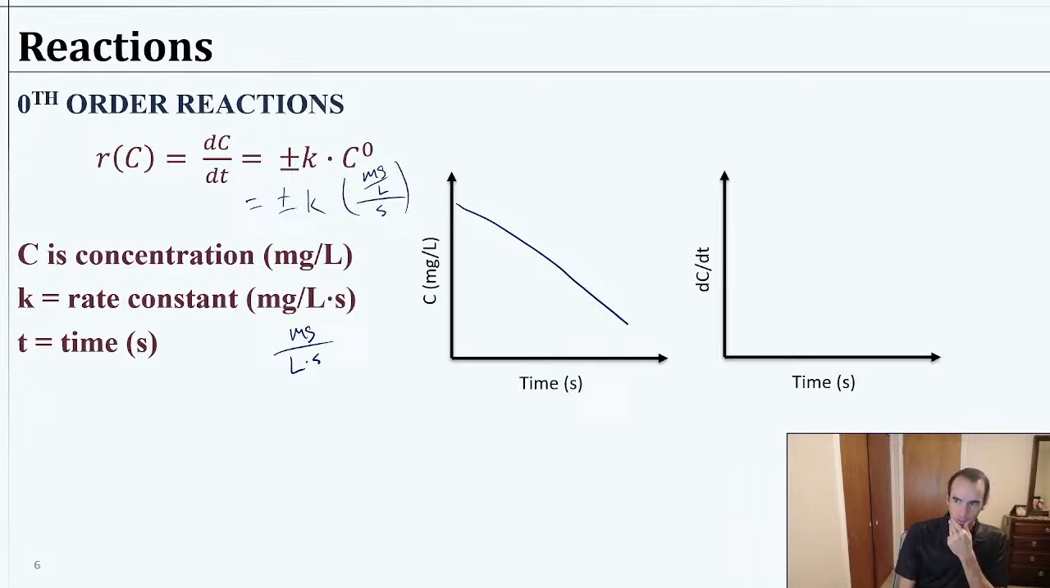So when we take the derivative here, we have a plot of c versus time, and it's linear. So if we take the derivative of that, you'll remember from calculus that the rate at which it's changing is not changing, right? Because the rate at which it changes doesn't depend on concentration or time or anything. So over time, it should just be a flat line of some value. And in this case, since it's a negative value, this would be a negative value. So negative something there.